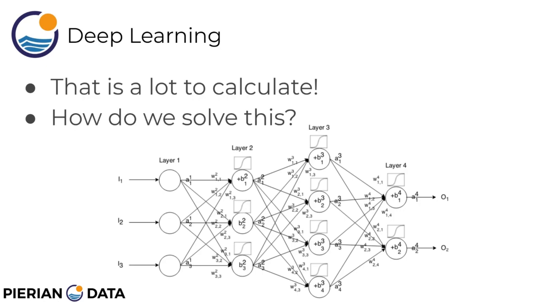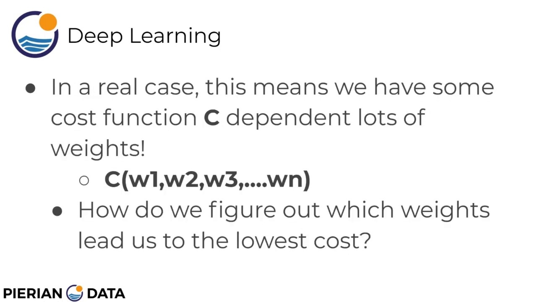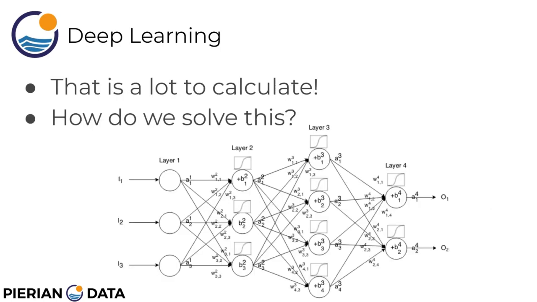So how do we actually calculate this? How do we calculate that cost function and then figure out how to minimize it? In a real case, this means that we have some cost function C dependent on lots of weights. That cost function is dependent on the weight of the first input, then the second, then the third, all the way to W of n. And what we need to do is figure out which particular weights lead us to the lowest cost. Because we want to go back and figure out, for all these weights, how do I change them to minimize my cost function at the very end?